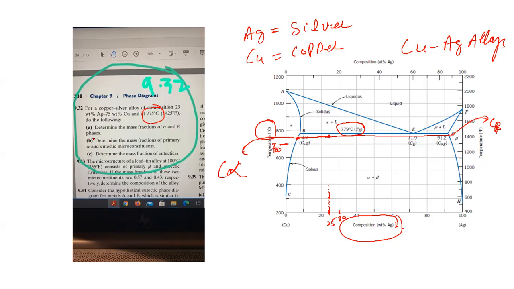Now part B is very interesting. It says determine the mass fraction of primary alpha and eutectic microconstituents. How will you do that? But just to be clear, what's the answer for number A? For number A, you note down here, and this is 10, and it is almost above the middle, so it is not in the middle, so it will give you almost 7.